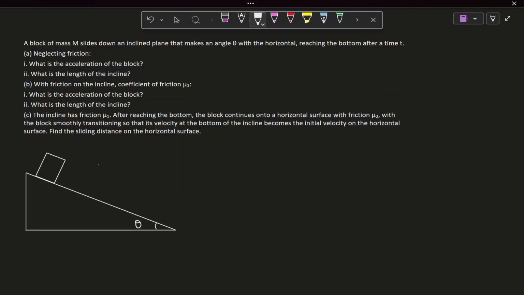A block of mass m slides down an inclined plane that makes an angle theta with the horizontal, reaching the bottom after time t. Part A: neglecting the friction between the object's bottom and the incline, what is the acceleration of the block? What is the length of the incline?